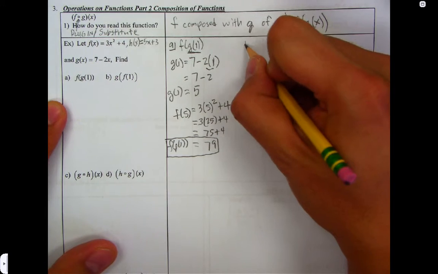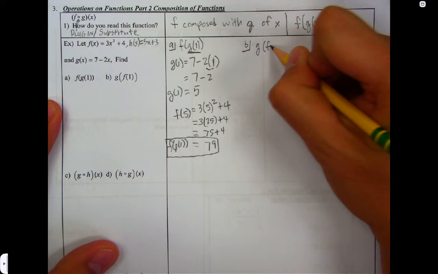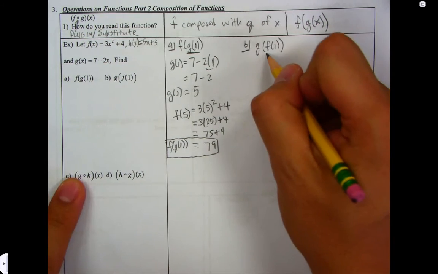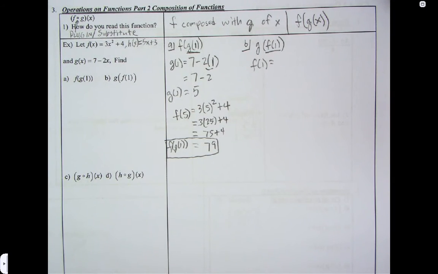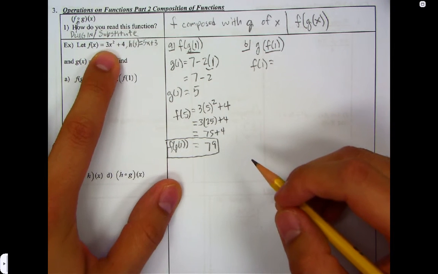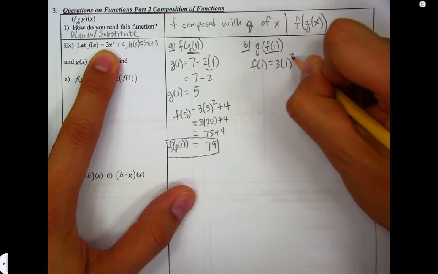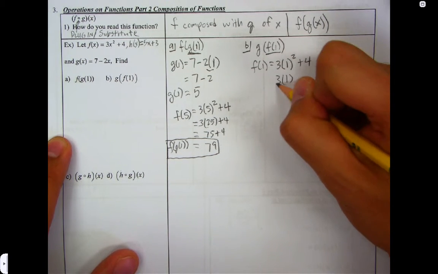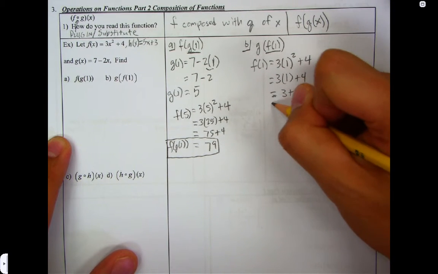Example B, copy it right here, g of f of 1. Remember I always start on the inside, so I start at f of 1. This just means plug in 1 for the x of f. So I go find f right here, plug in 1, so 3 parentheses, I plug in 1, squared plus 4. 1 squared is 1, times 3 is 3 plus 4, which is 7.